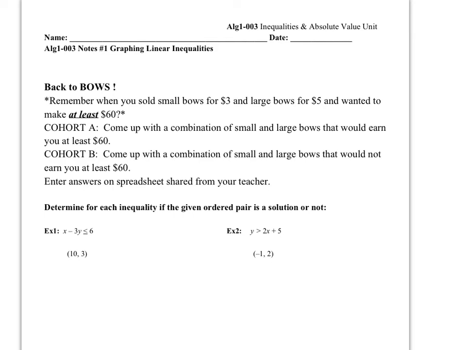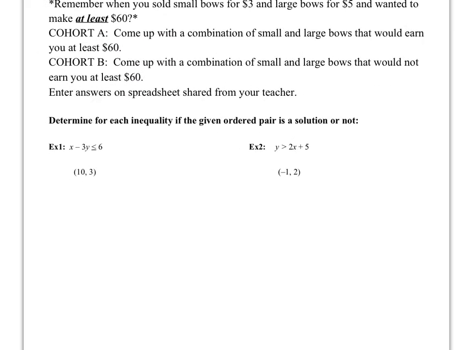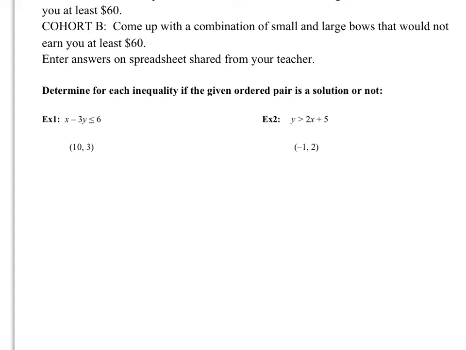So in class, we did a quick little activity where cohort A came up with a combination of small and large bows that would make them at least $60, and cohort B came up with a combination that would not earn them at least $60. We did a little spreadsheet activity where we saw the graph kind of divided in half, where the points all were located on one side that made us 60, and on the other side were the points that did not make us 60. This is going to help us graph our inequalities today.